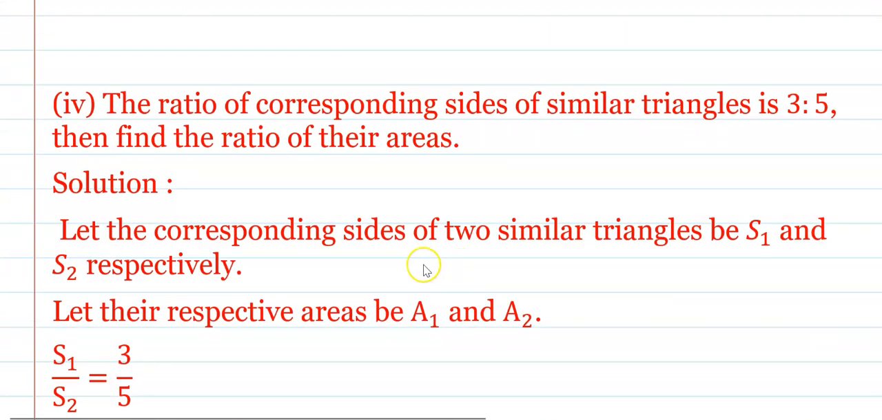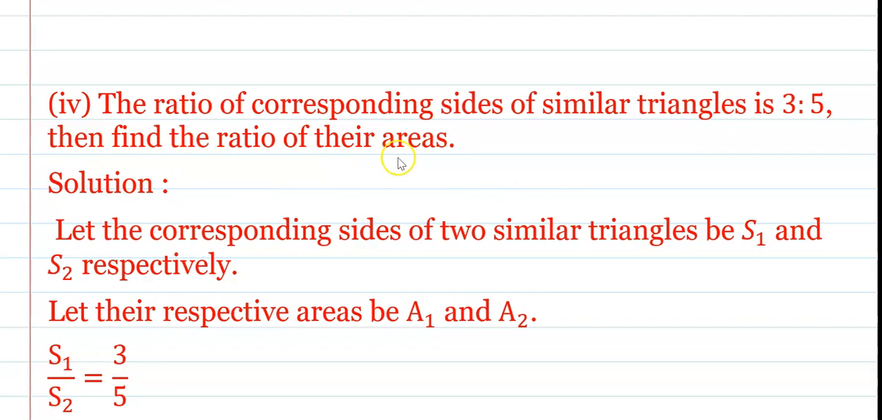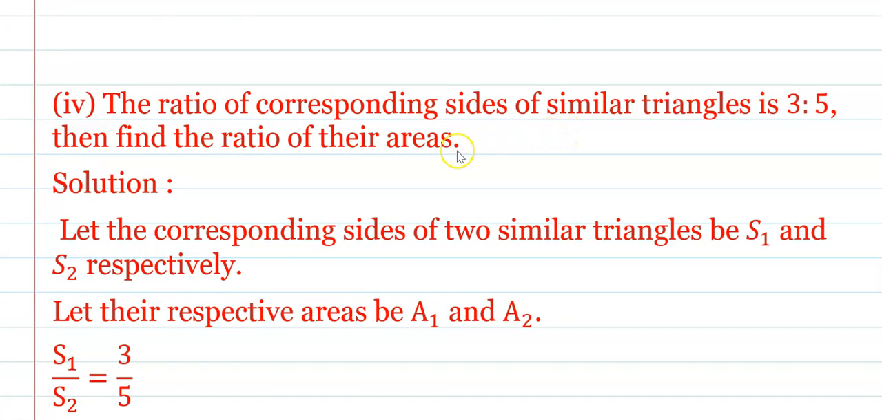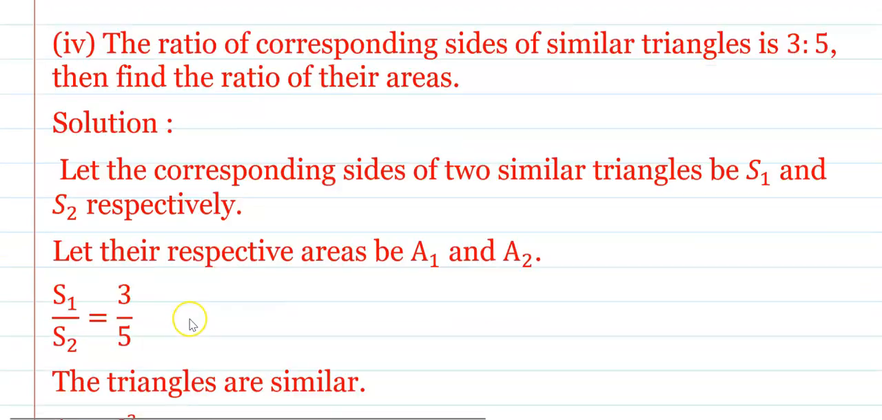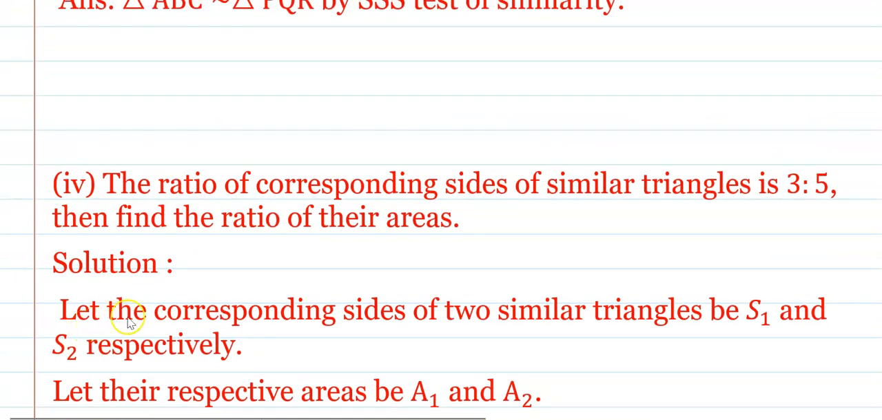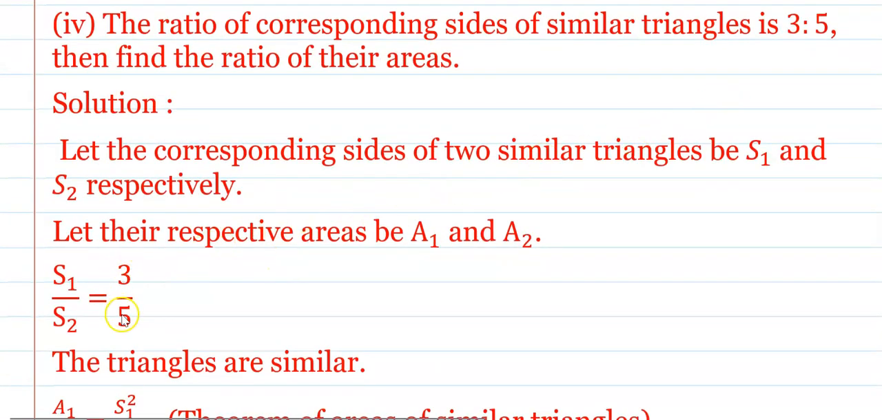Okay. Now the next: the ratio of corresponding sides of two similar triangles is 3:5. Then find the ratio of their areas. These triangles are similar. We want to find out the ratio of their areas. Let the corresponding sides of two similar triangles be S1 and S2 respectively. Let their respective areas be A1 and A2. S1 upon S2 means the ratio of their sides, which is 3:5, that is 3 upon 5.